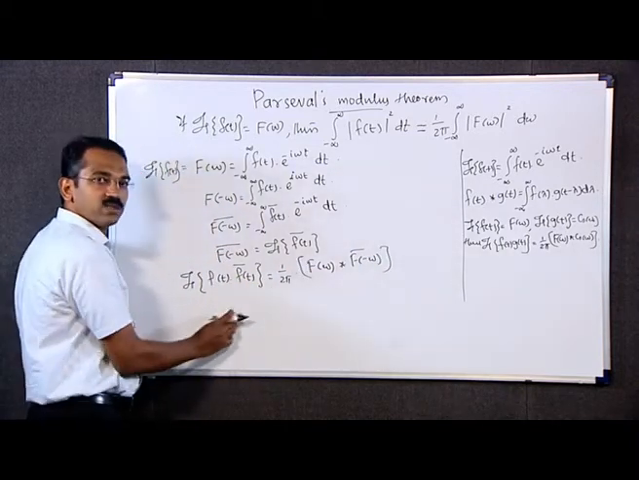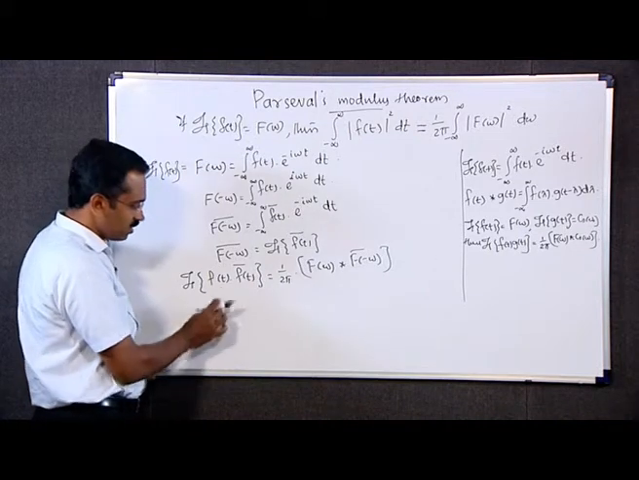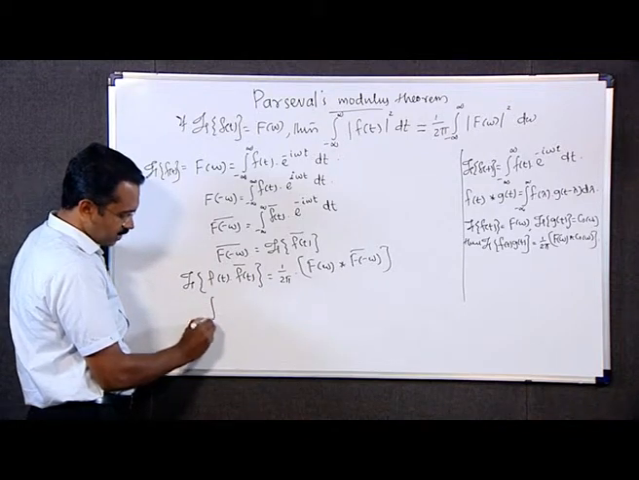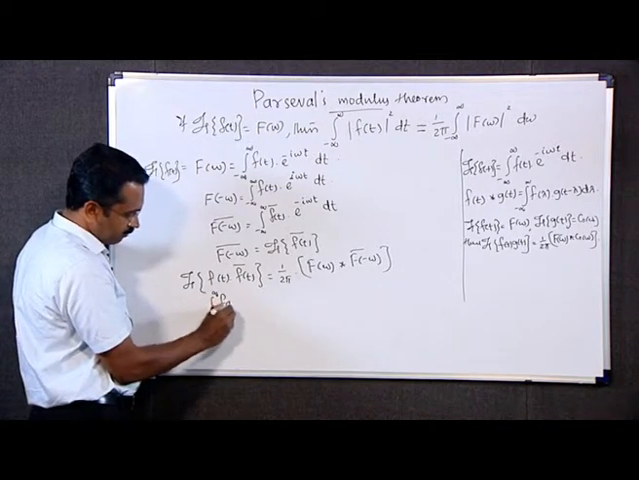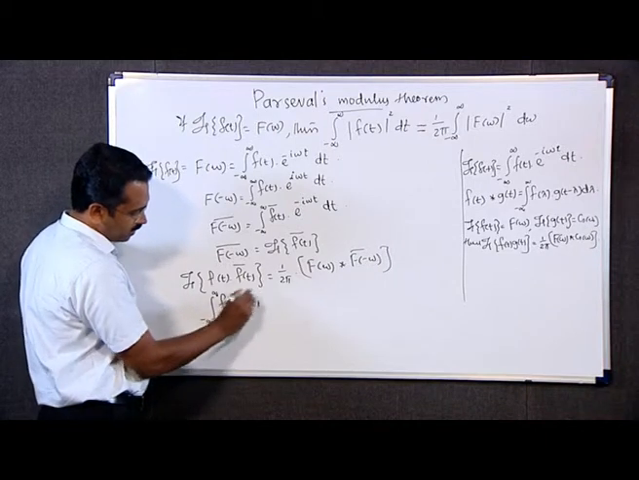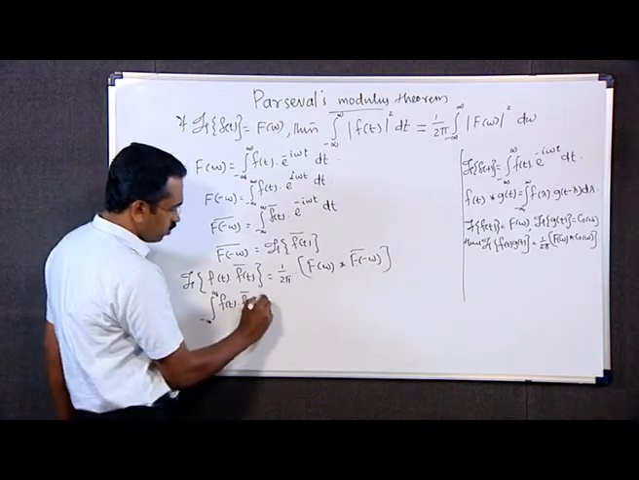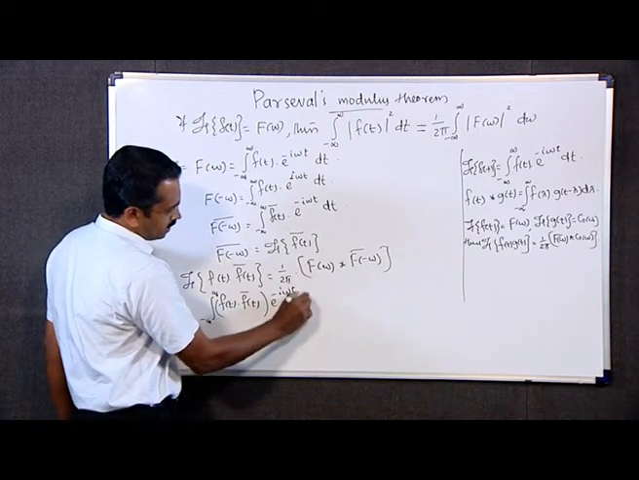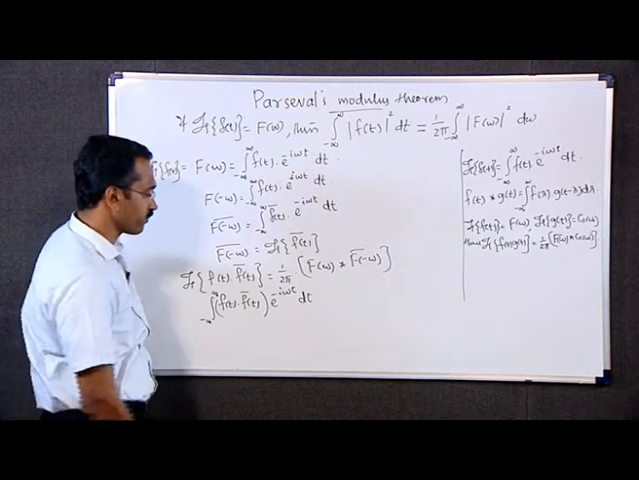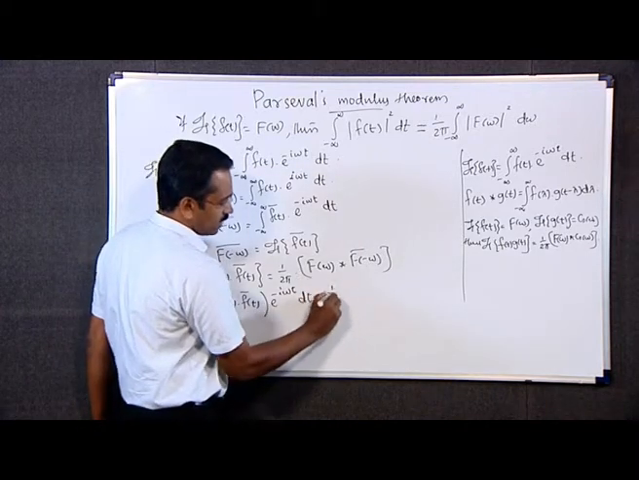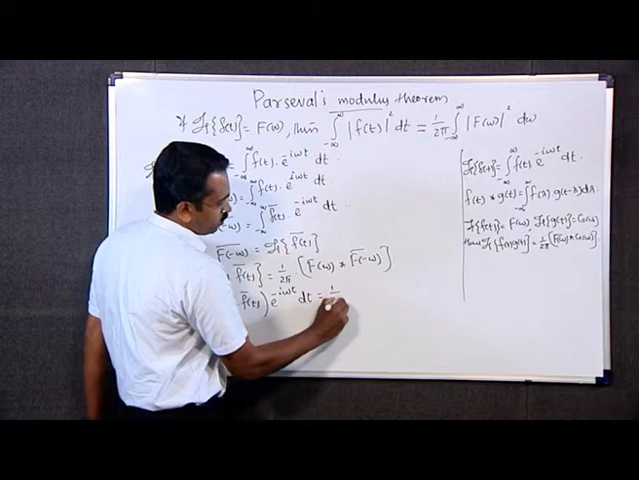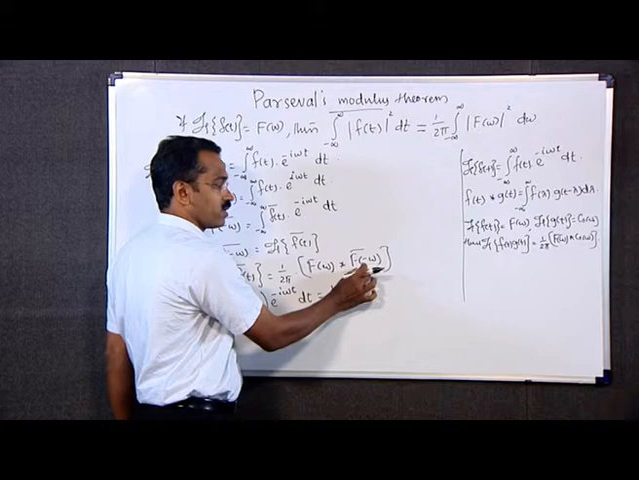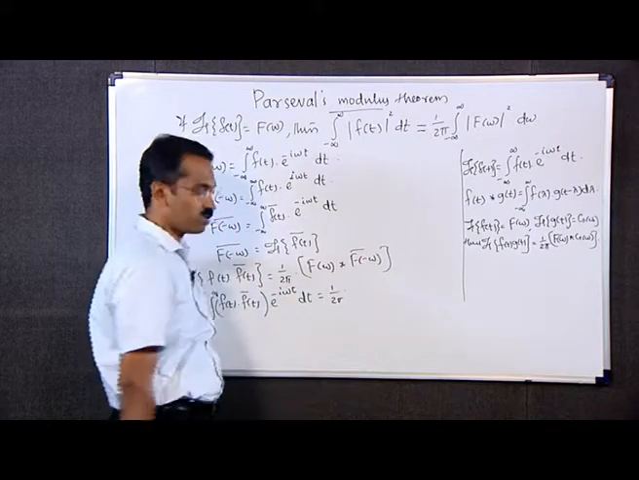Now, expressing both sides as integrals, we can write the left hand side as integral from minus infinity to infinity f of t into f of t conjugate into e raised to minus I omega t dt. That is the definition of Fourier transform, which is equal to, the right hand side, 1 by 2 pi into the convolution between F of omega and F of minus omega conjugate.